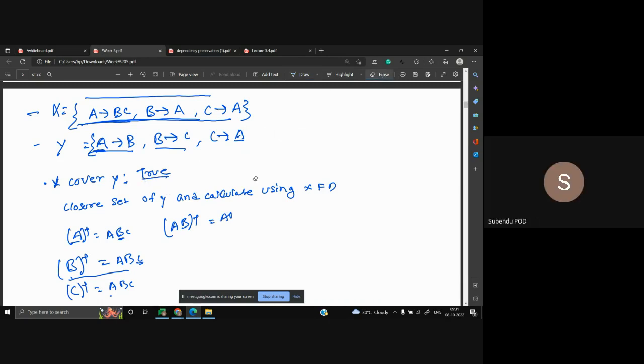So is everyone clear on how to find whether X covers Y or not? Sir, what is this AB closure using X? In the previous one that you took, AB determines C. Yes, you have to find the AB closure with the help of this functional dependency. So for the AB closure, what will we get? A determines BC, so ABC will we get.